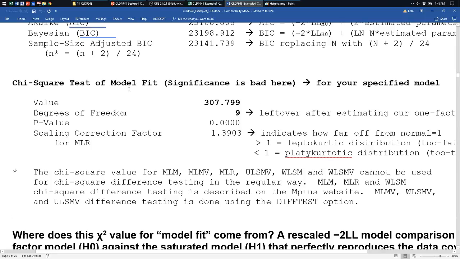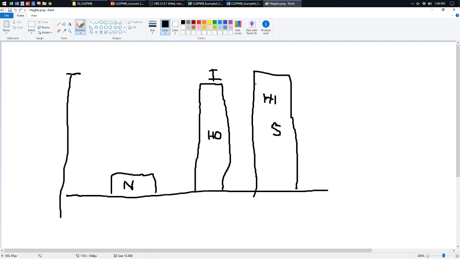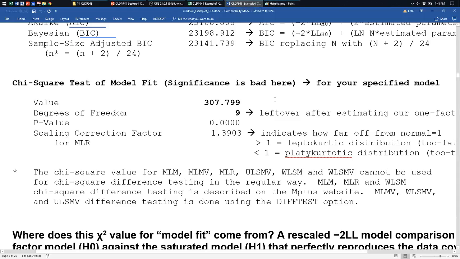So this 307, this chi-square tested model fit, is the difference between H0 and H1. So whether or not our chosen one-factor model is not worse than the perfect model. That's what this is testing. The null hypothesis here is that it is not worse. They're the same. And the fact that our p-value is significant to 4 decimal places means what? Worse. Yeah, our model is not as good as perfect.